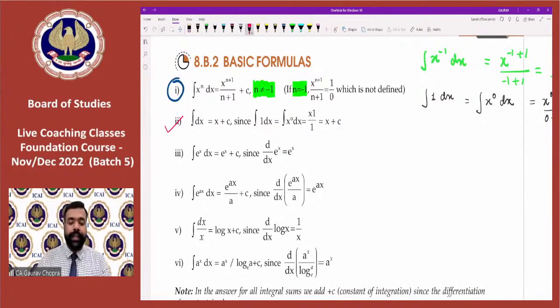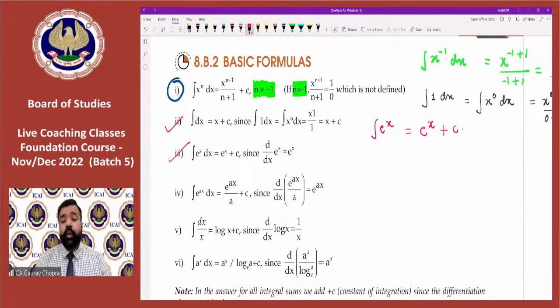Now third one, e to the power of x, the easiest one. So whenever we are talking about the exponential function, e to the power of x, its differentiation is the same, its integration is also the same. So we can write e to the power of x and then plus c. Always add the constant. This was the formula.